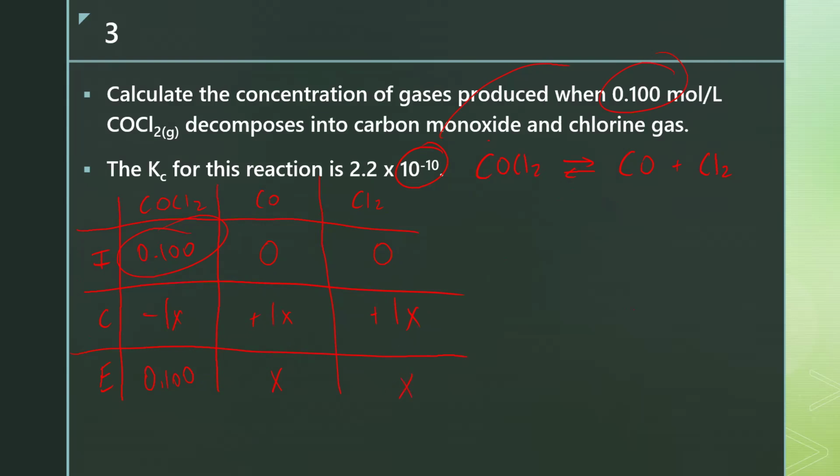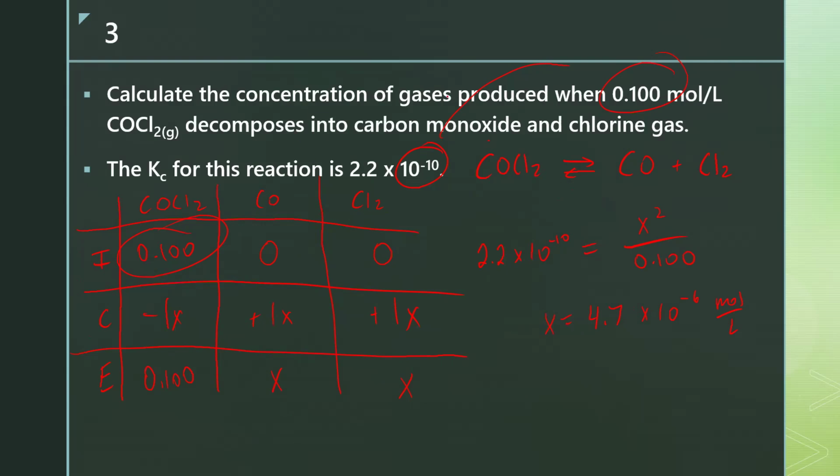Now let's use our Kc equation to see if we can solve for x. We know the Kc value is 2.2 times 10 to the negative 10. This is going to equal our products, which is x times x, so x squared, over our reactant, which is 0.100. Clearly now we can solve for x. We just need to multiply that 0.100 over and then square root it. Long story short, if I do that, I'm going to get x equals, to 2 sig digs here, 4.7 times 10 to the negative 6, and that would be moles per liter because these are all measured in moles per liter.